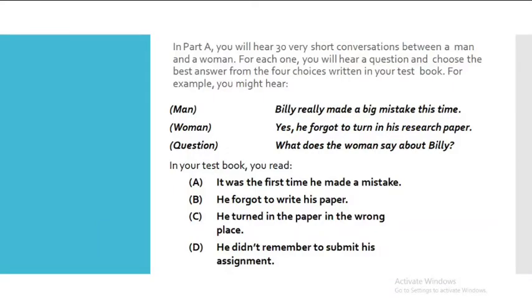In Part A, you will hear 30 very short conversations between a man and a woman. For each one, you will hear a question and choose the best answer from the 4 choices written in your textbook. For example, you might hear a dialogue like this, and in your textbook, you will find multiple choices like this.